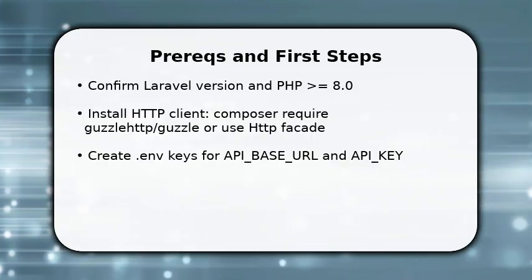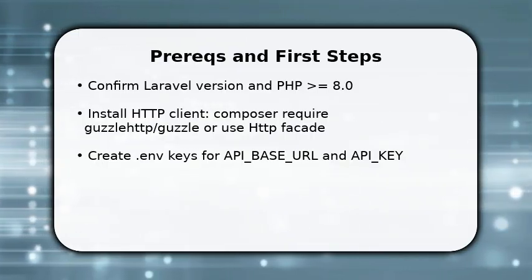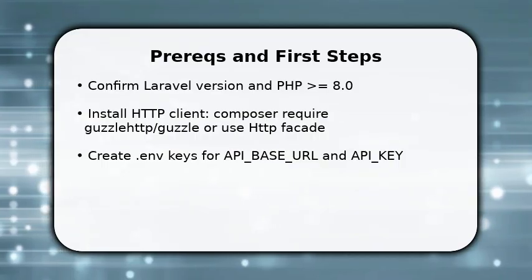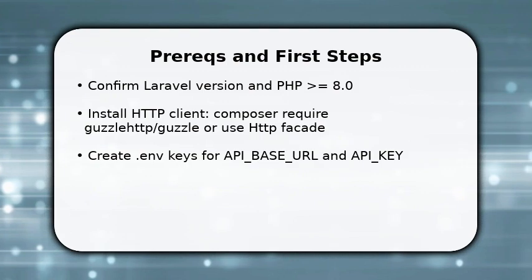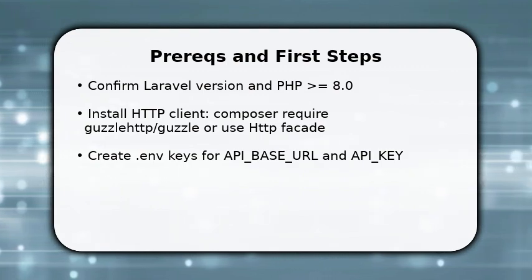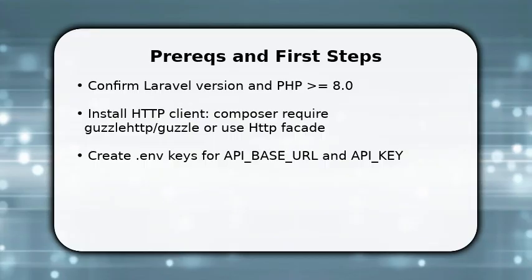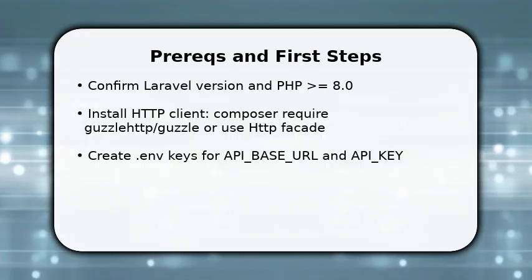Next, create a dedicated service class or controller method to house requests. This keeps routes clean. You'll also set up config/services.php entries for the API so you can reference them via config('services.myapi') for consistency.